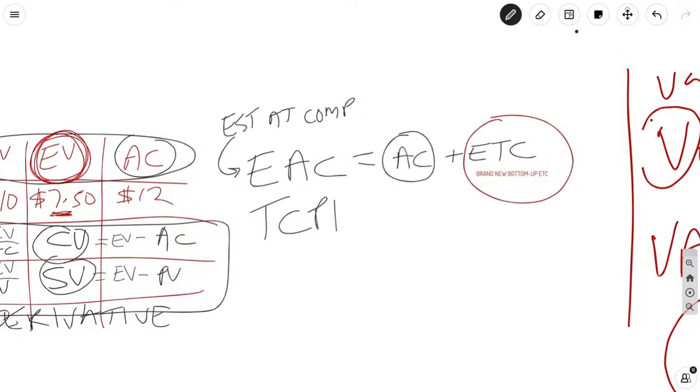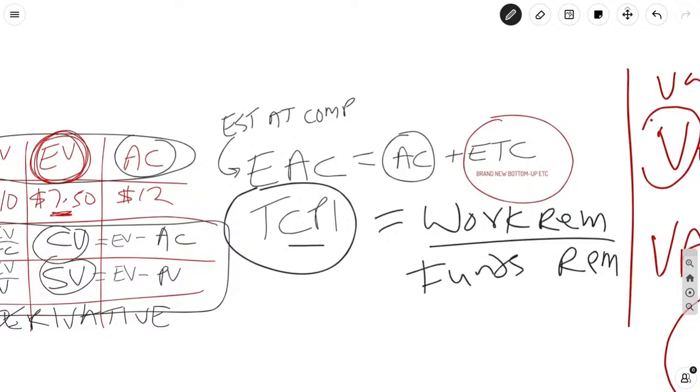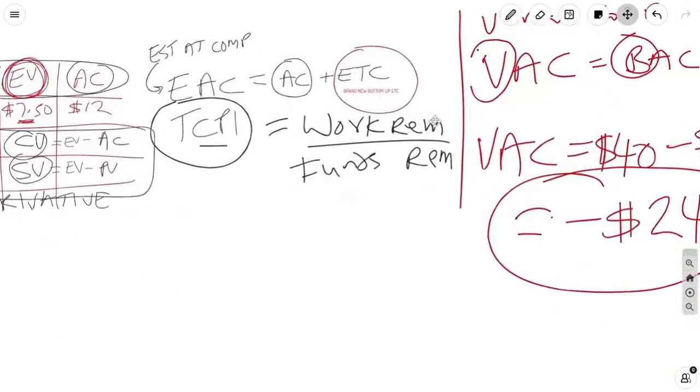The second metric here is the To Complete Performance Index. It's very simple. It's just work remaining divided by funds remaining. And what does it do for us? It shows us how likely we are to come in at the original budget.